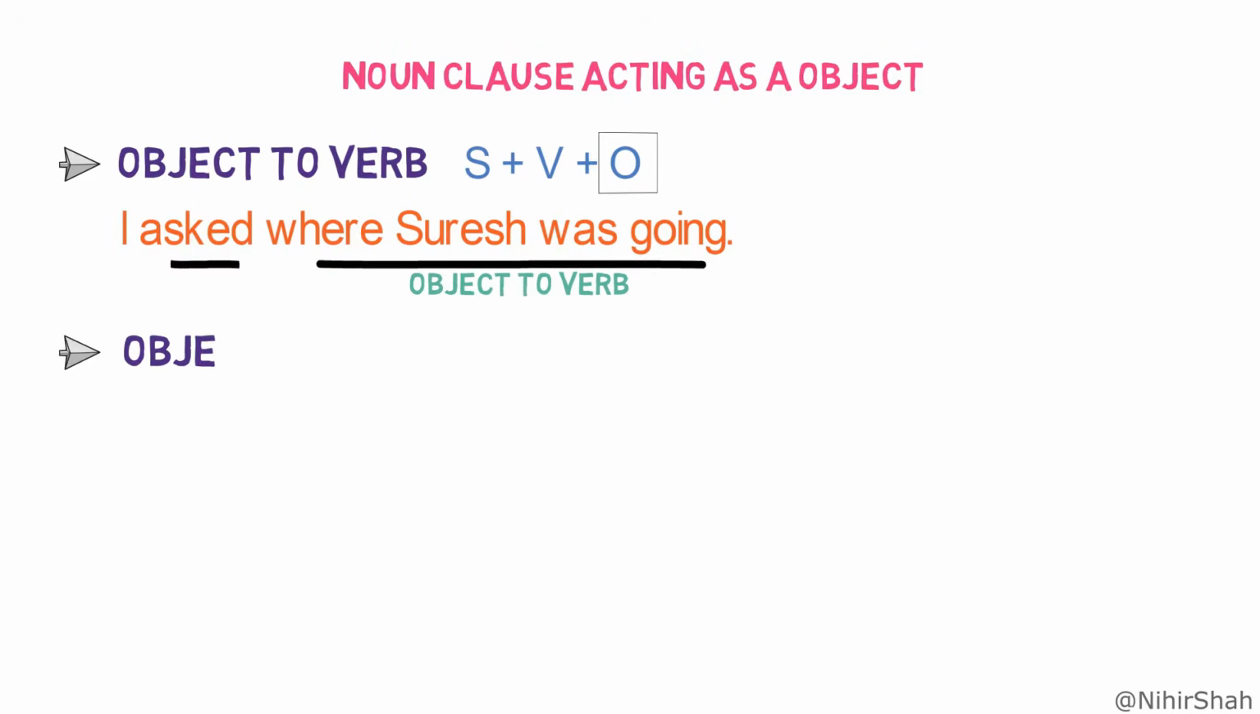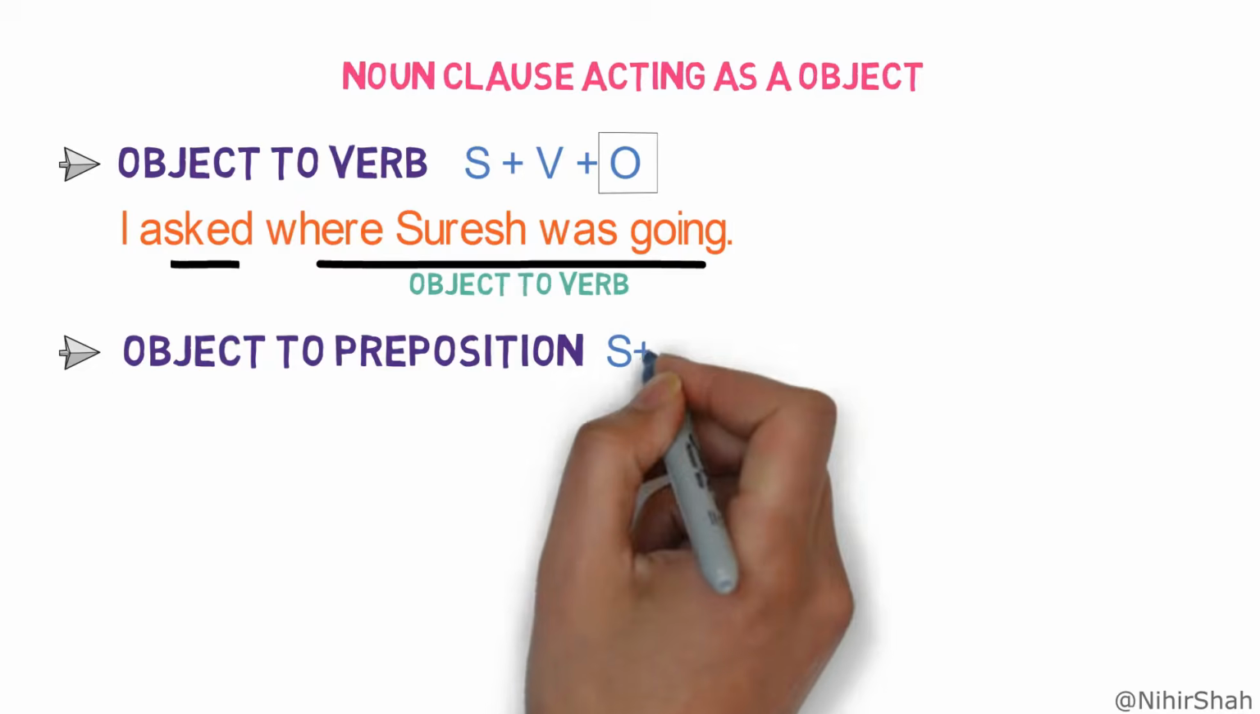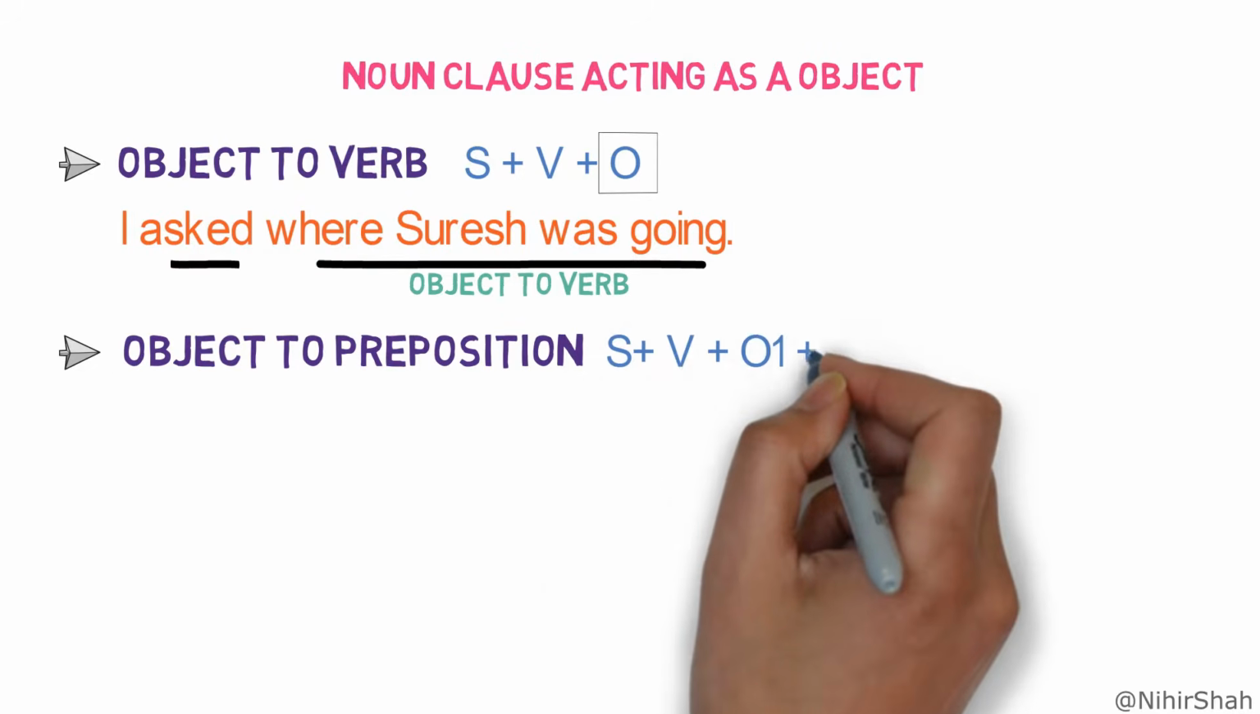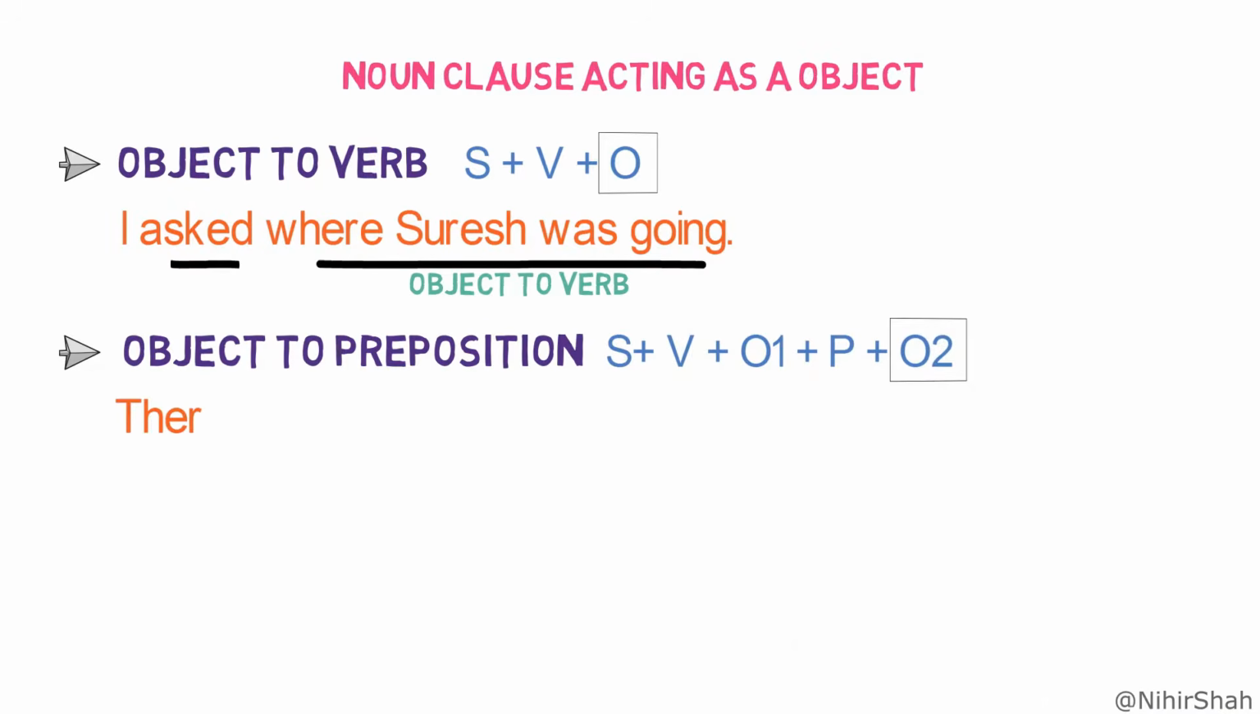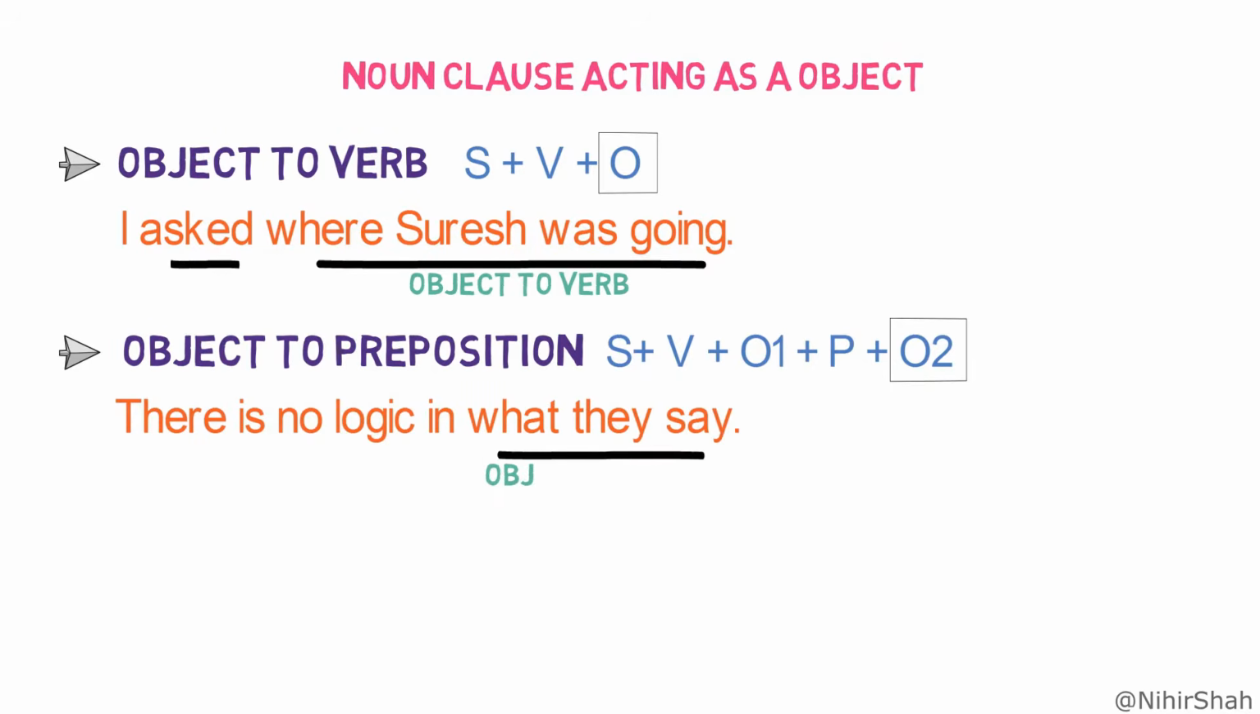Number 2, object to preposition. Here, the sentence structure is subject plus verb plus object plus preposition plus object. For example, there is no logic in what they say. Here, the clause what they say is acting as an object to the preposition in.